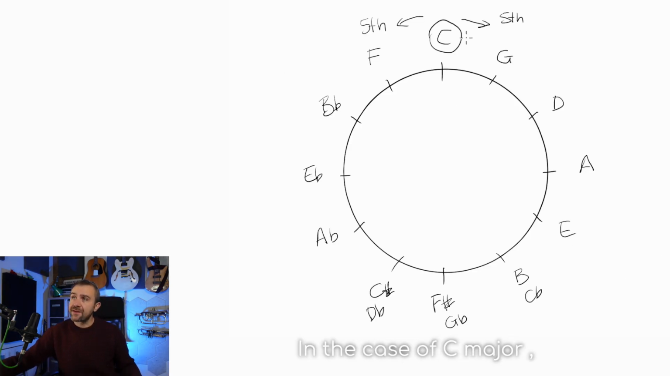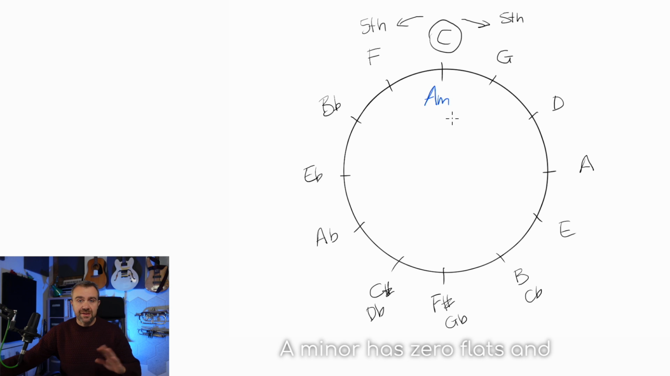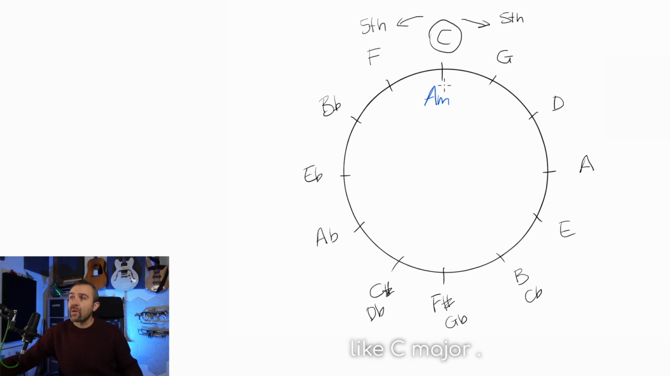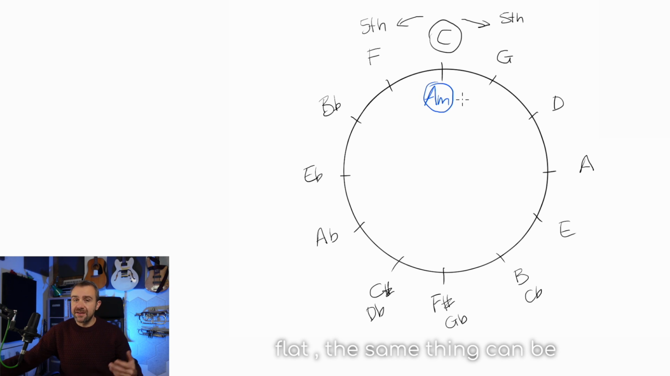In the case of C major, for example, the relative minor is A minor. A minor has 0 flats and 0 sharps, exactly like C major. Once you establish this, because going up and down a fifth will add a sharp or a flat, the same thing can be applied to the minor keys. So there's a few ways to go about this.